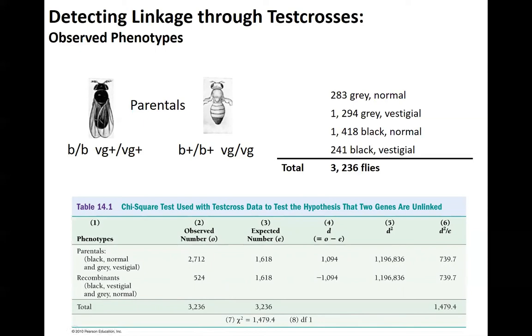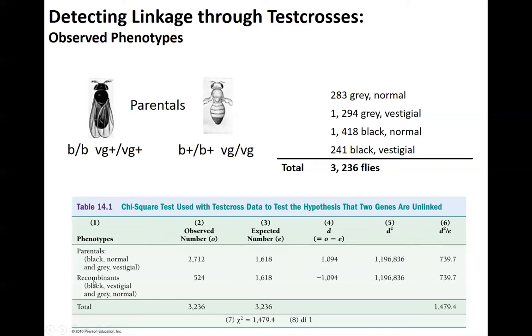So if we think about that abridged Punnett square that we just solved, we saw that we're going to have a 1 to 1 to 1 to 1 expectation for these, or if we lump together parentals and recombinants, a 1 to 1 expectation. So you can see that we've got here our expectation from our total 3,236 flies. I don't want to be the one that counts those. We're going to have a 1 to 1 ratio that we expect.